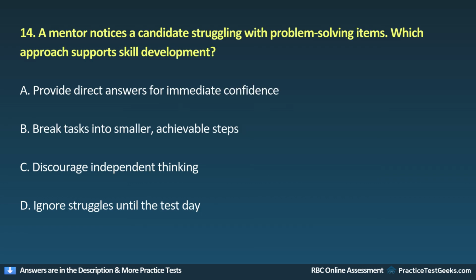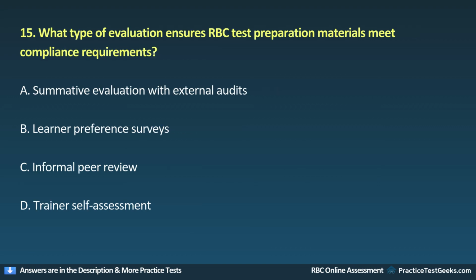14. A mentor notices a candidate struggling with problem-solving items. Which approach supports skill development? A. Provide direct answers for immediate confidence. B. Break tasks into smaller, achievable steps. C. Discourage independent thinking. D. Ignore struggles until the test day.